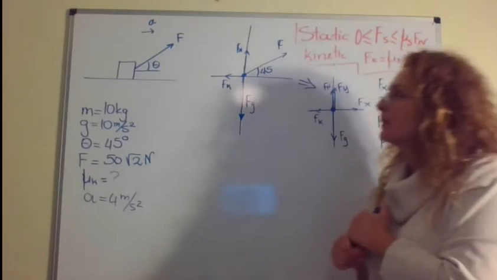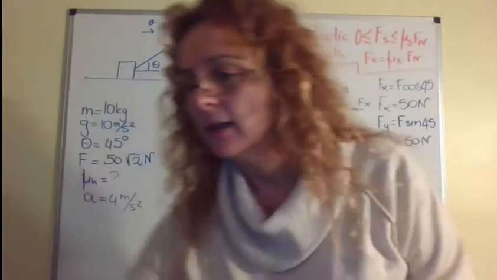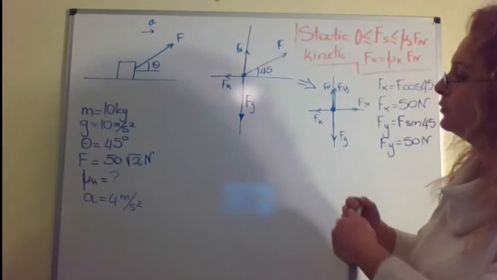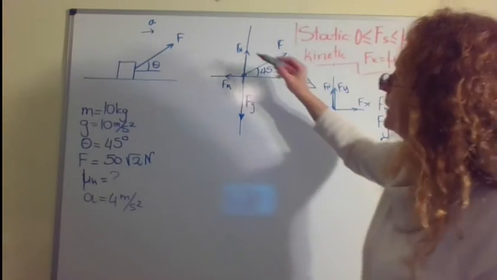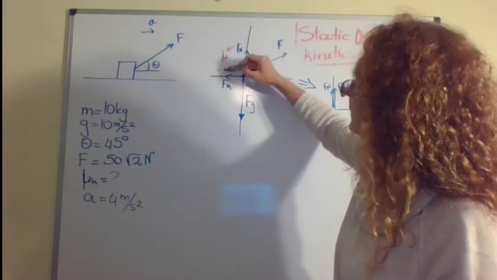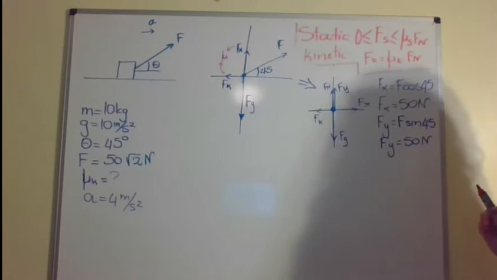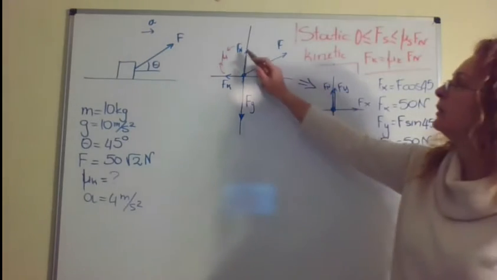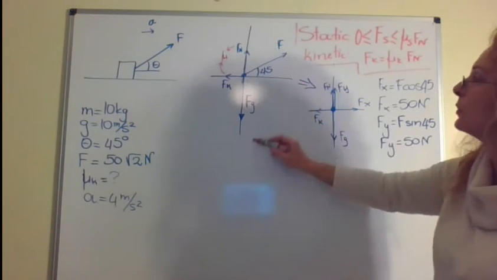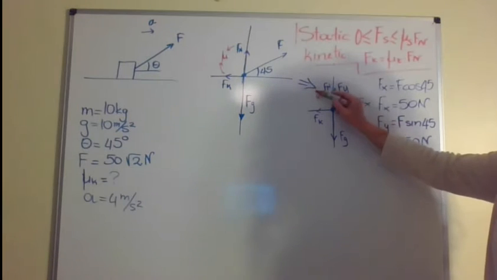Now, where do I want to start? Well, I want to find the coefficient of friction, right? The coefficient of friction will be found if I find the normal force, if I find friction, and use our formulas. Where do I find the normal force from? Well, from the sum of forces on the y-axis.